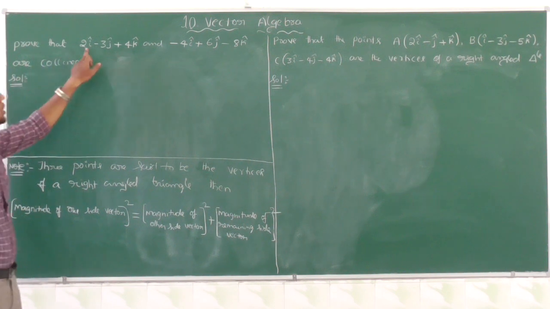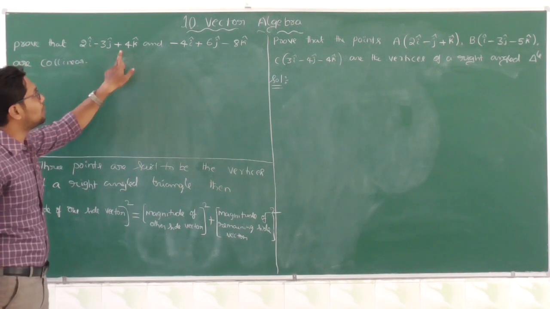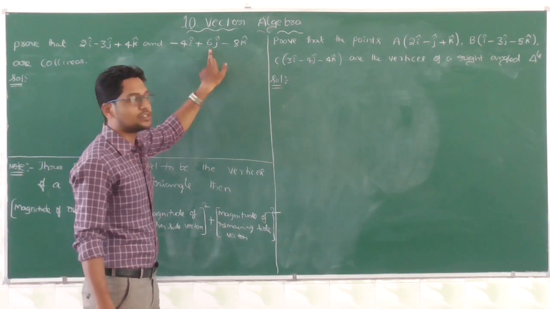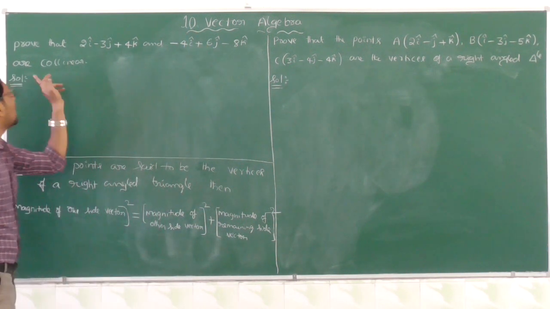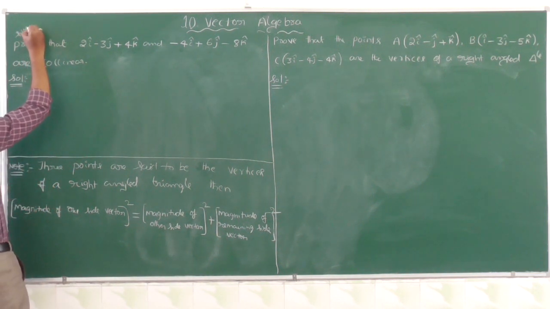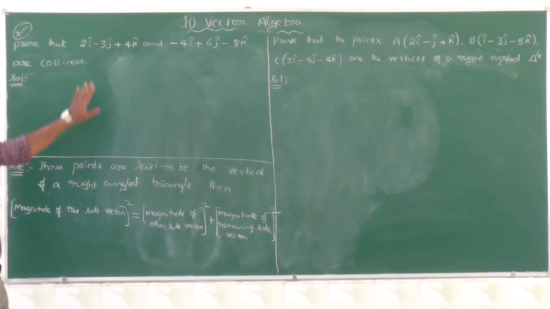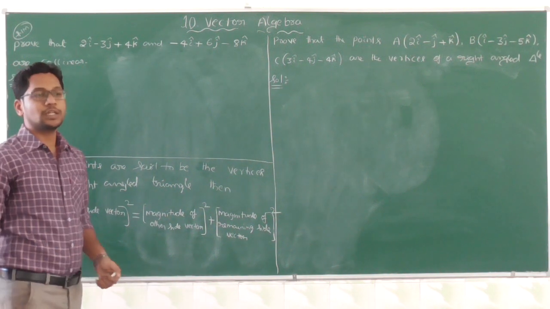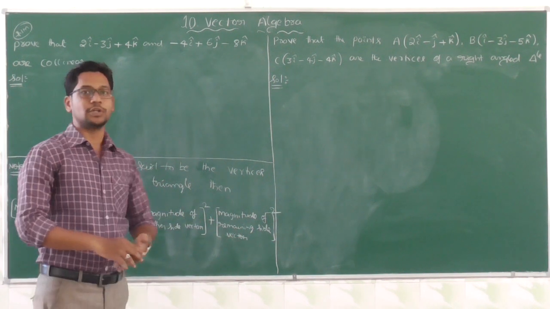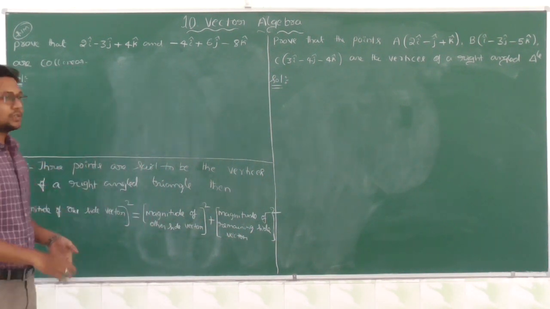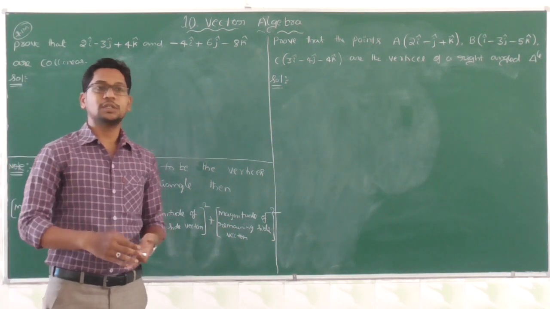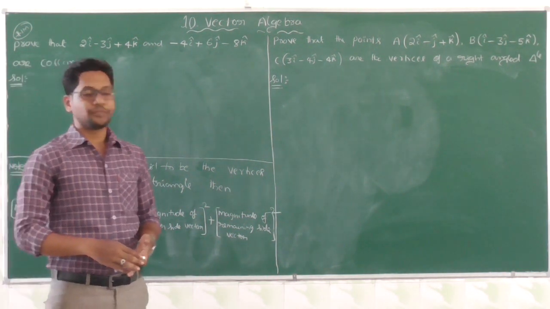Prove that 2i cap minus 3j cap plus 4k cap and minus 4i cap plus 6j cap minus 8k cap are collinear. This problem is important for 1 mark as well as CE purpose also. This question is important. Okay, collinear. I already discussed collinear vectors and some conditions also, right?